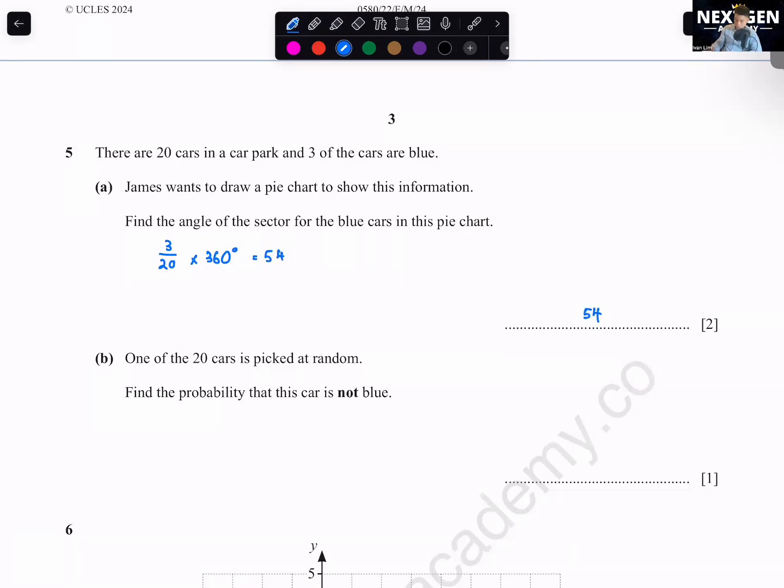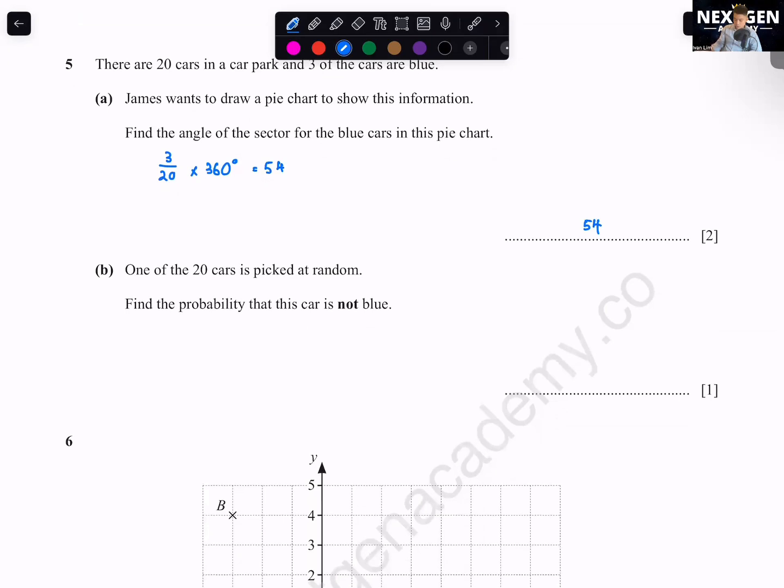Okay, here is 54. Okay, one of the 20 cars is picked at random. Find the probability that this car is not blue. Okay, so number, not blue. How many is not blue? 20 minus 3, which is 17. Okay, probability that is not blue.